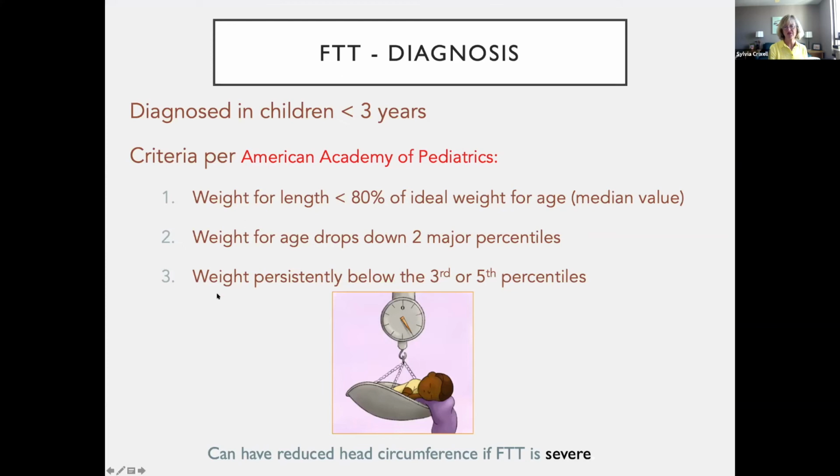I won't name these three things, but weight for length is less than 80% of ideal weight, weight for age drops, and weight persistently low. Instead of having to know these numbers, I want you to understand that their weight for age goes down, so especially number 2 is important, and that they stay small. Weight persistently stays small. These are important for you to understand.